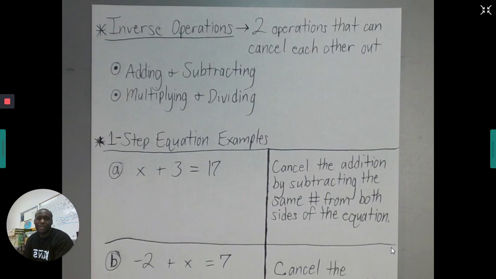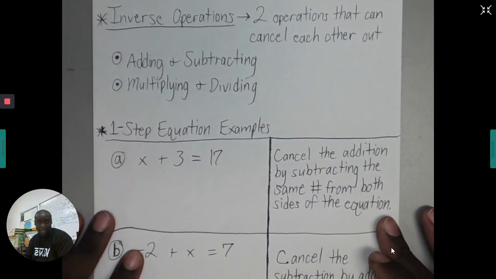Hello students! This little mini lesson today is going to be about inverse operations and about solving one-step equations. First off, inverse operations are two operations that can cancel each other out. Most of you probably already know this, but adding and subtracting are inverse operations. Multiplying and dividing are inverse operations that can cancel each other out. We're going to look at a few examples of one-step equations. I know this may be something that most of you already know, but we want to make sure that everyone has the basics.